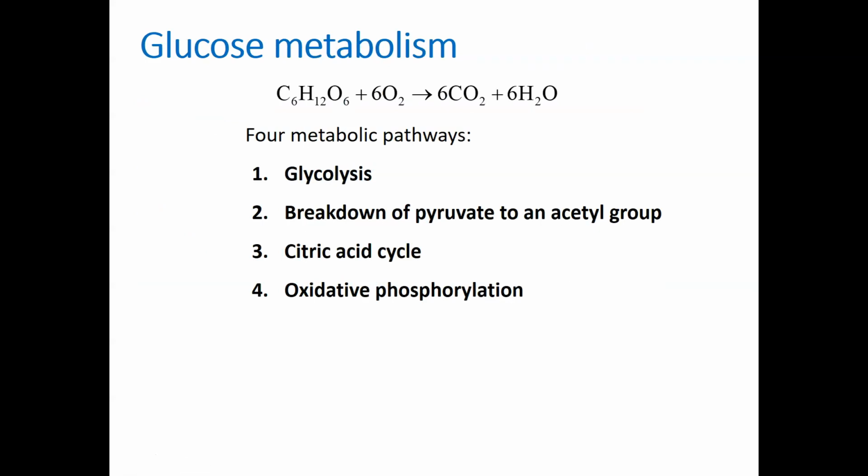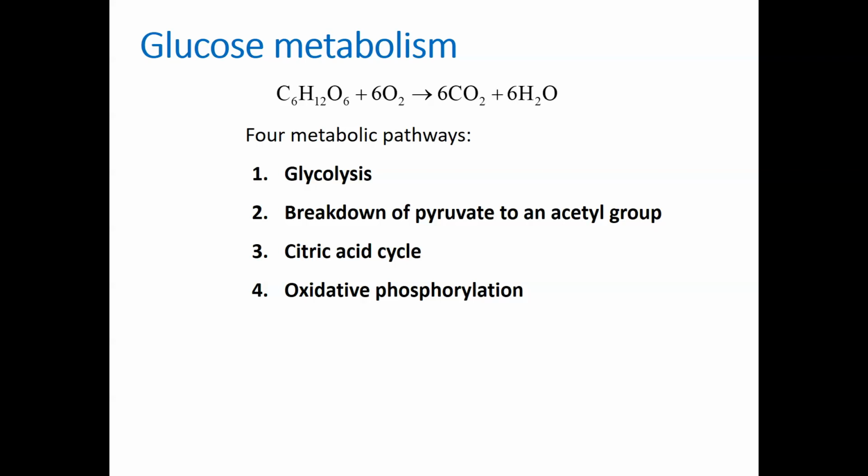So we talk about the breakdown of glucose as occurring in 4 major metabolic pathways. The first is glycolysis, and the name tells you what it's going to undergo, which is the lysis of glucose. We're going to literally break the glucose molecule in half. We'll then talk about the breakdown of pyruvate, and sometimes this is referred to as the oxidation of pyruvate into acetyl-CoA. The third step is known as the citric acid cycle.